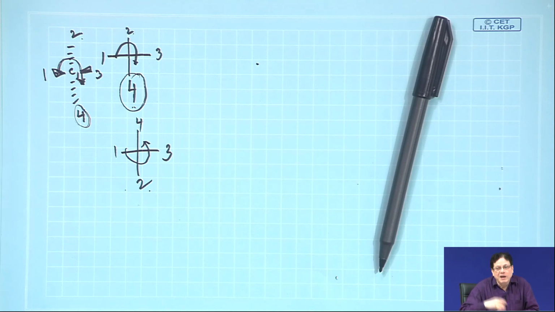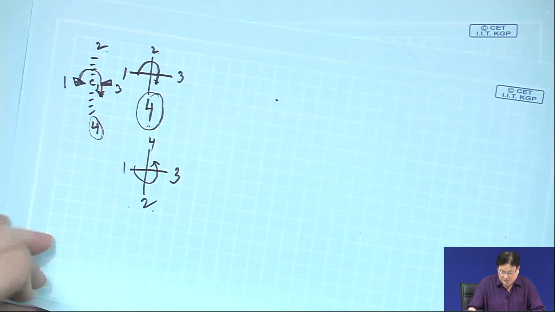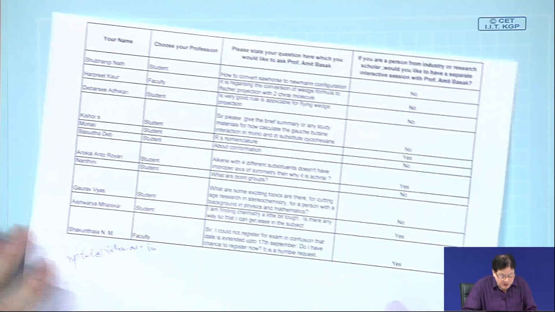So, that could be the very good rule alternative of flying wedge. Very good question. Okay. And the next question, I hope this is clear, whatever I have said, is by S.